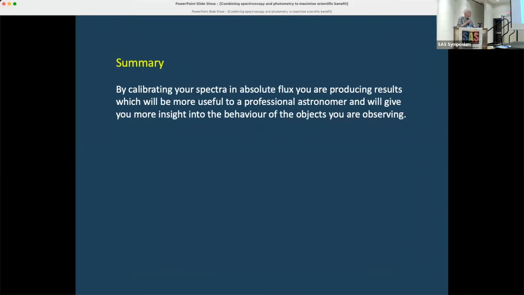So just in summary, what I would suggest is that by calibrating your spectra in absolute flux, you're producing results which will certainly be more useful to professional astronomers and hopefully will in time result in more amateur spectra appearing in professional publications. But it will also give you more insight into what you're actually measuring physically in the data that you're recording. And I think it brings more personal satisfaction and a feeling of value in the data you're recording.